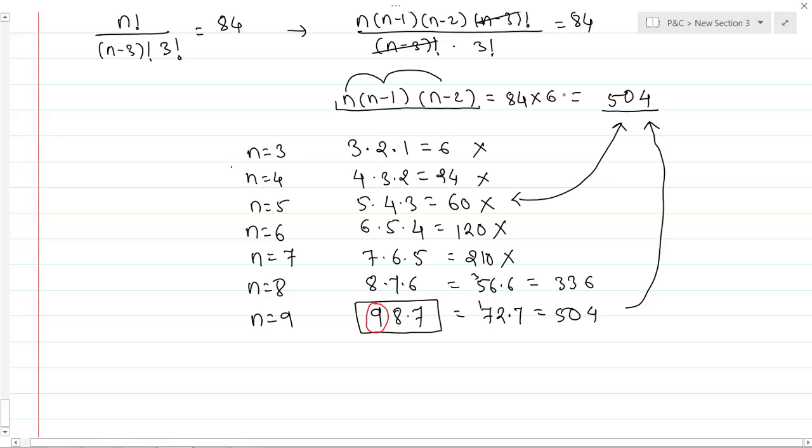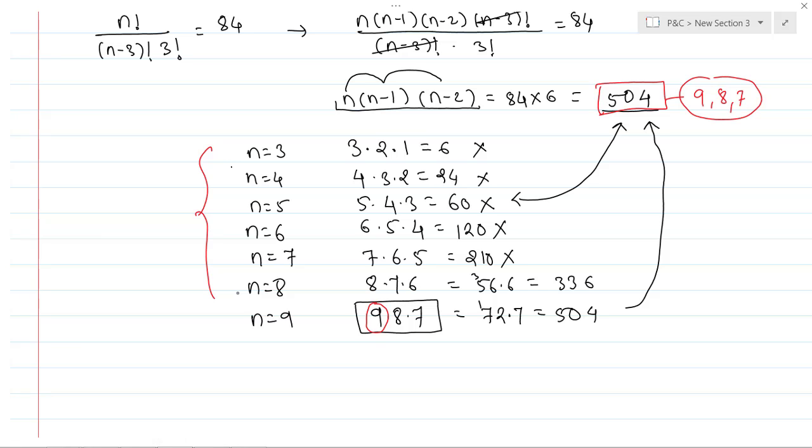If you can directly factor and find that 9, 8, 7 gives the factors and these numbers are consecutive, then there is no need to do this. But I told you what the general approach should be. So this can be the basic approach. Perfect. Okay. Now let's see the next one.